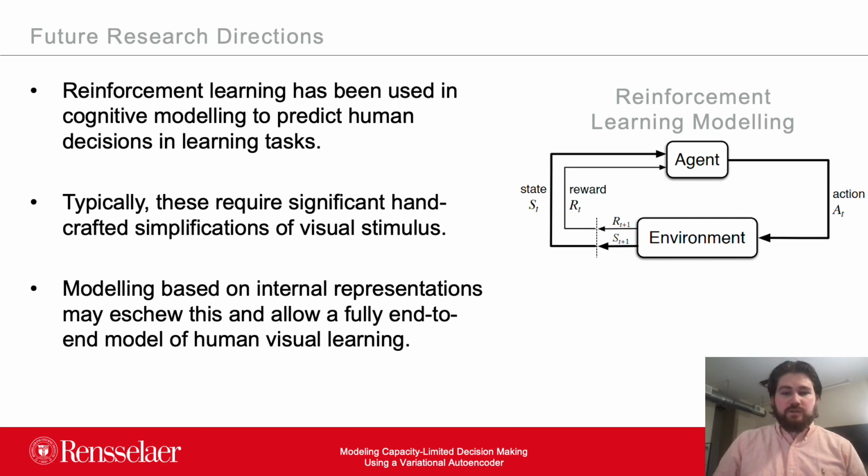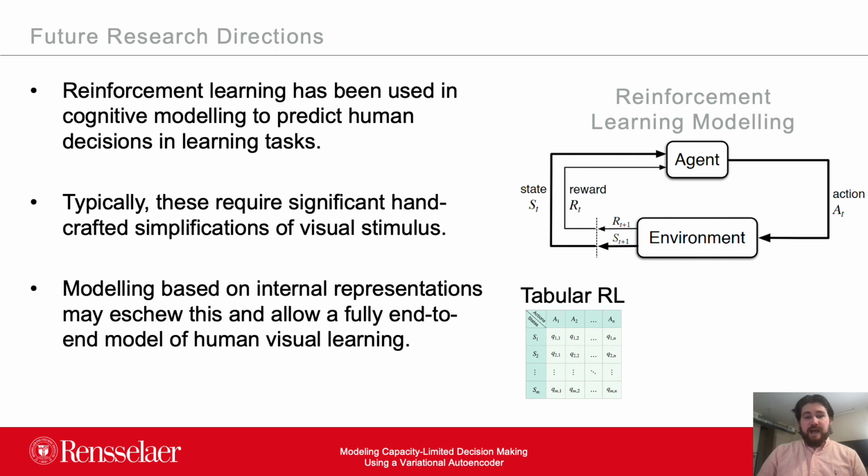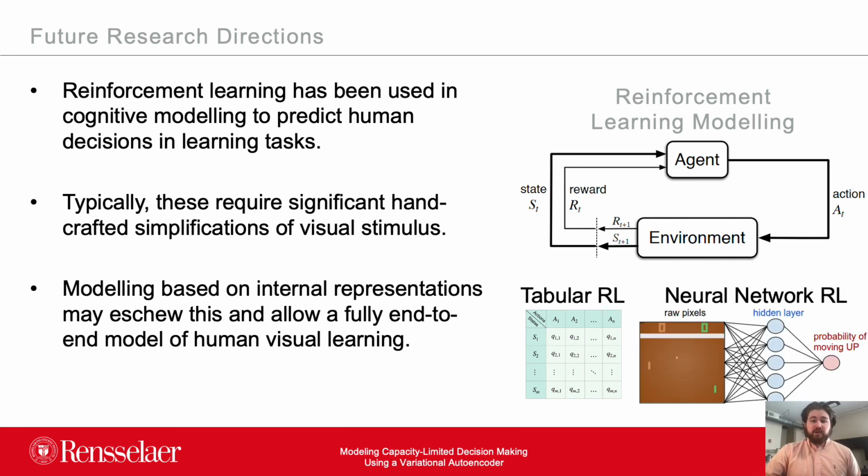Reinforcement learning has been used to model human learning in many domains, but it is typically done with tabular reinforcement learning. Tabular RL can be useful for simple environments, but it can require handcrafted features in more complex visual tasks. Neural network-based deep RL can work in more complex environments like video games, but less work has been done on predicting human choice selection in learning tasks with deep RL in tasks with complex visual stimulus.